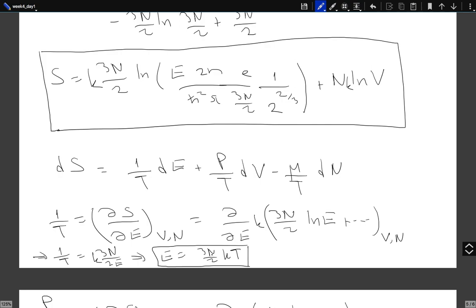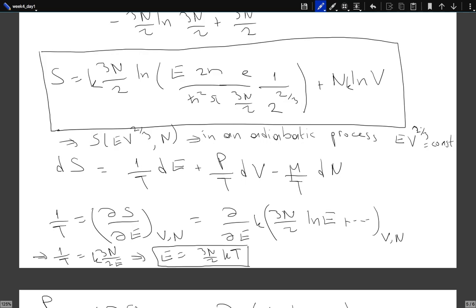If you look at this expression of S, you see that S is a function of E times V to the 2/3 and N. So we see straight away that in an adiabatic reversible process, E times V to the 2/3 is constant.